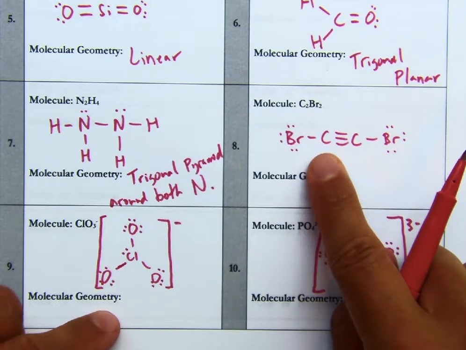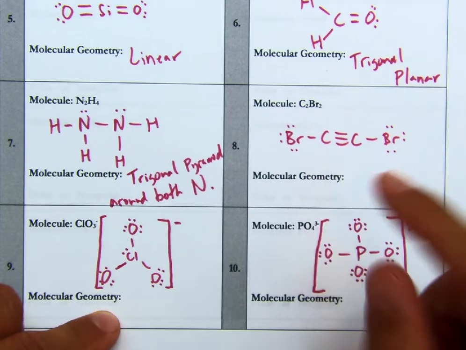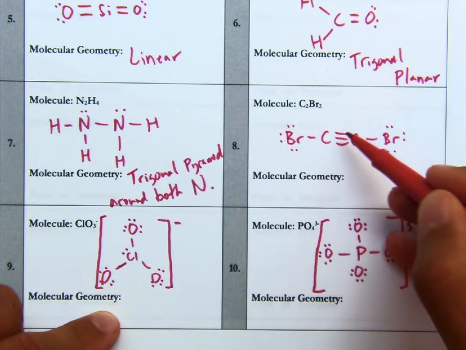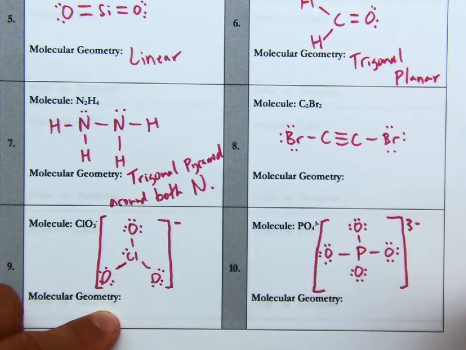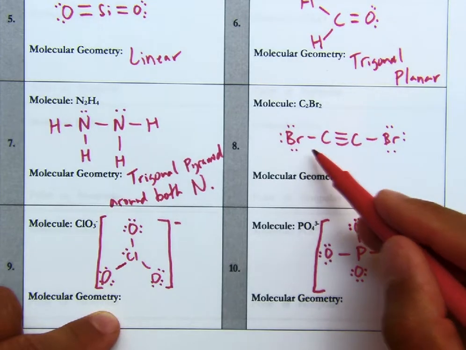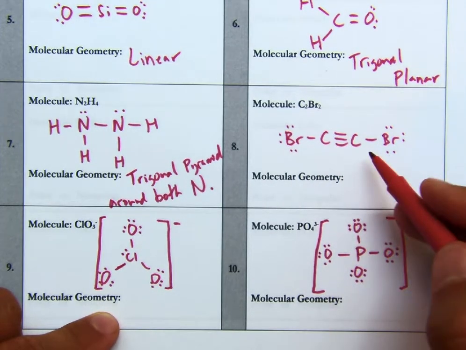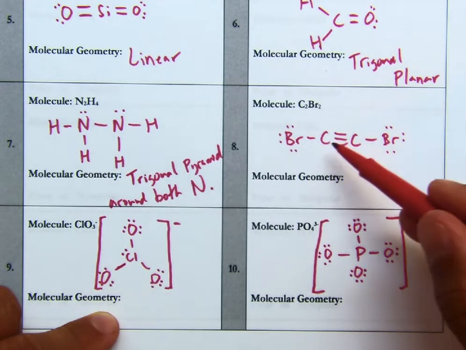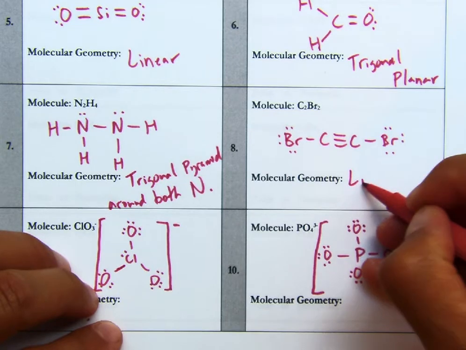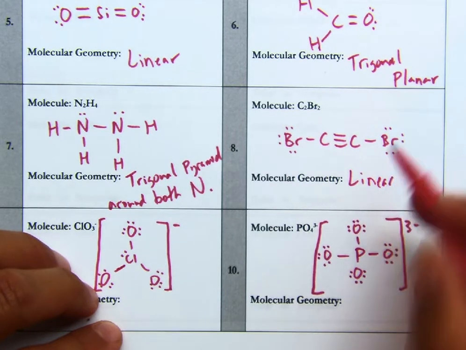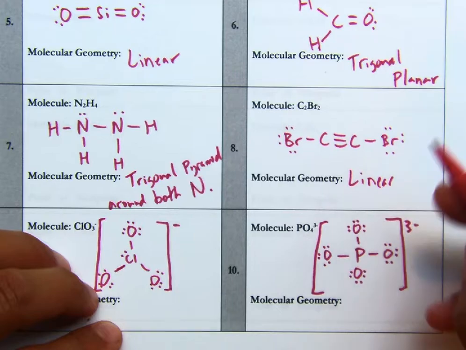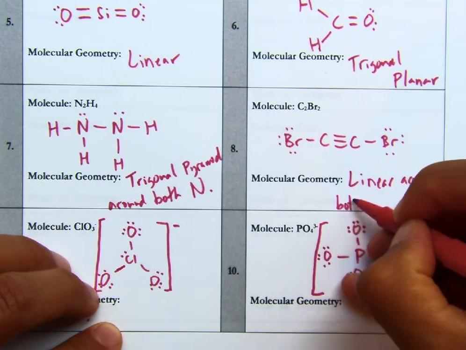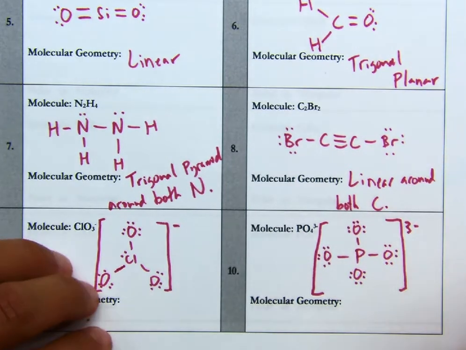You have 2 central atoms. The carbons are both central. And both carbons have 2 domains. This is one domain, and that's one domain. So remember, even though it's a triple bond, it's still just one domain. So this carbon has 2 domains, and they're both bonding, and this carbon has 2 domains, and they're both bonding. So it's straight line all the way across. It's linear around both carbons. So that's what you would write. Linear is the shape around this carbon. Linear is the shape around this carbon. So linear around both carbons.